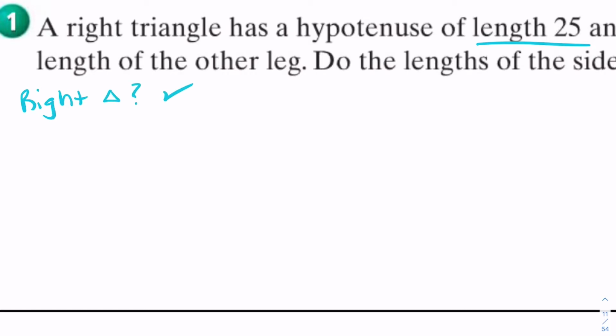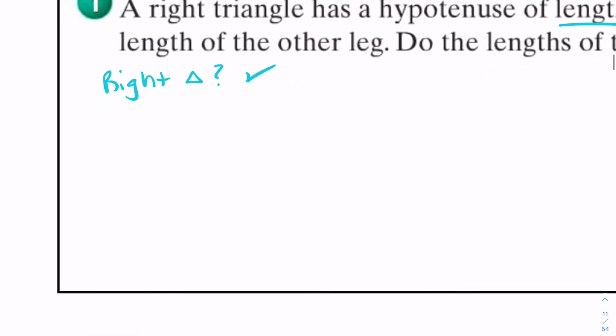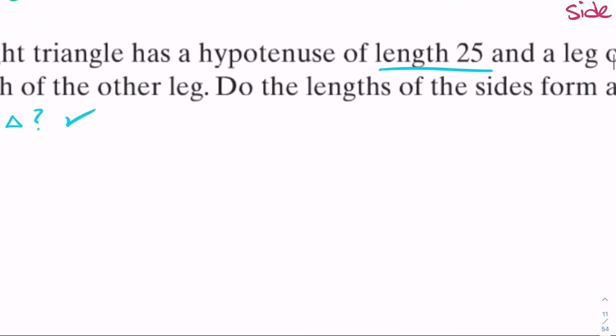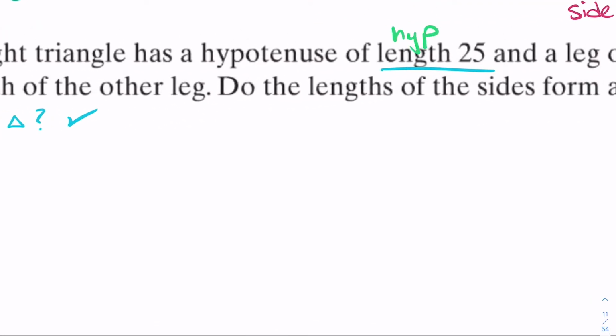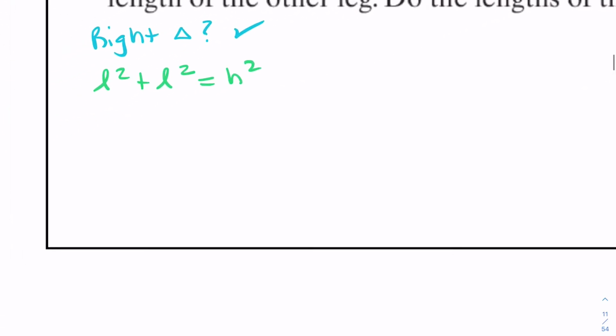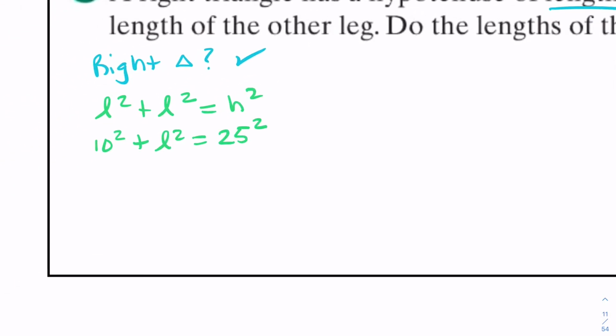So that's good. That's half the battle. That triangle doesn't look like a triangle. Okay, it's a right triangle. And so now we need to find the other length. So we have 25 and 10, but 25 is the hypotenuse. So we're going to do leg squared plus leg squared equals hypotenuse squared. And we know one of the legs is 10. So I'll say 10 squared plus leg squared equals, the hypotenuse is 25 squared.